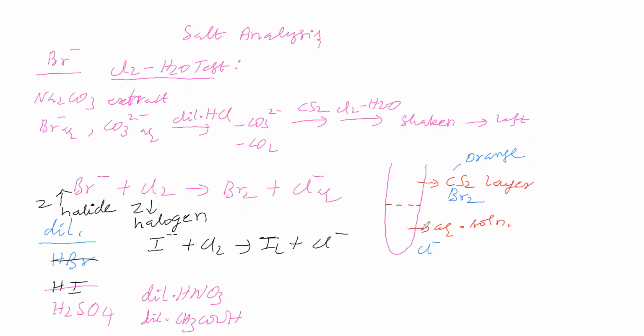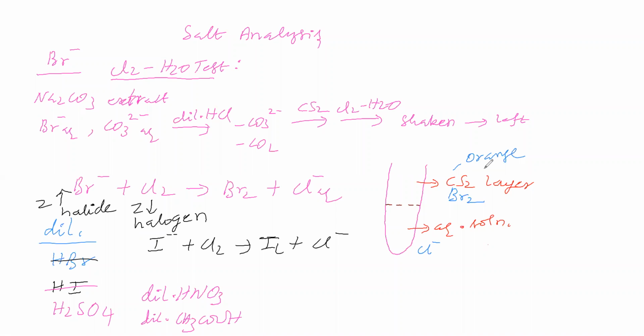CS2 is not dissolving in water. So CS2 is a separate layer, aqueous solution is a separate layer. Aqueous solution is down, CS2 is up. CS2 has lower density, so the CS2 layer is up, aqueous solution is down. Since bromine is dissolved to a higher extent in the CS2 layer, bromine is giving color to this CS2 layer. Bromine is giving what color in the CS2 layer? That is orange. Generally bromine is reddish brown, but in the CS2 layer it appears orange.